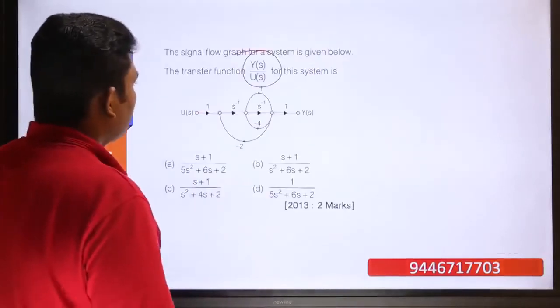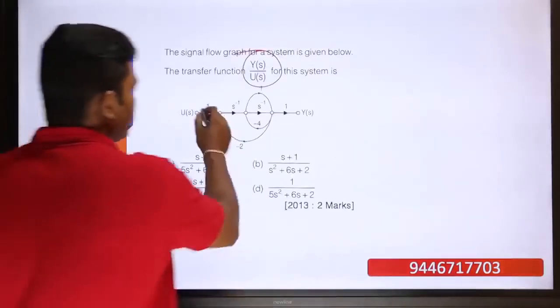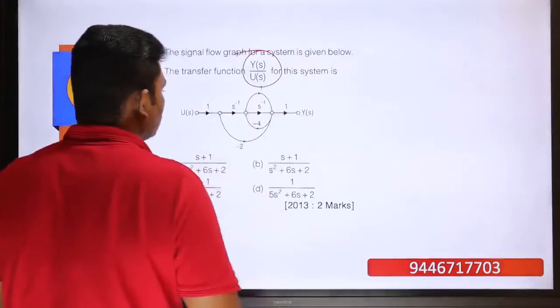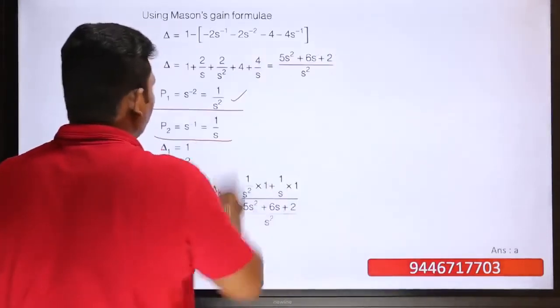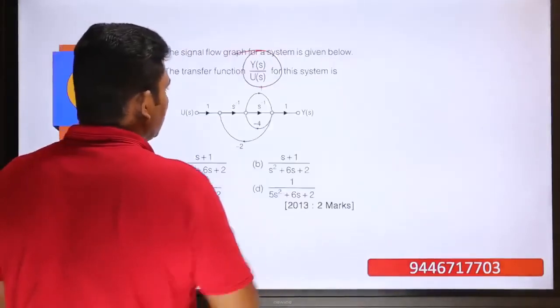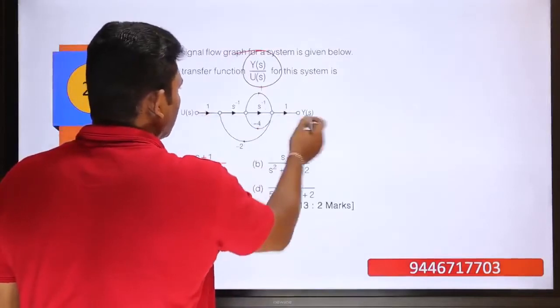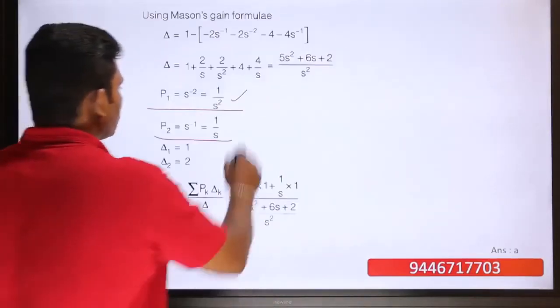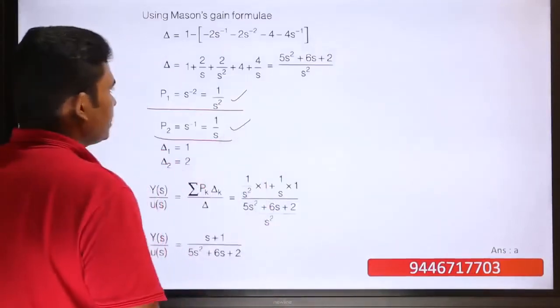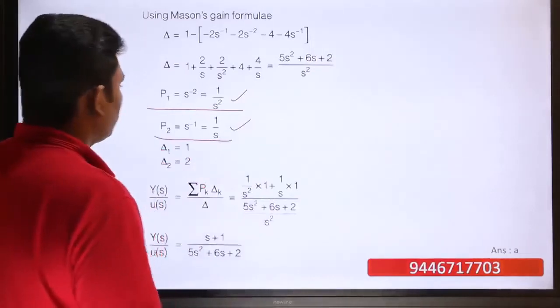So P1 is s raised to minus 1 into s raised to minus 1 becoming s raised to minus 2, and P2 is s raised to minus 1. So you can go in this way as s raised to minus 1. So P2 becomes equal to s raised to minus 1. So there is no loop that is non-touching with the forward path.